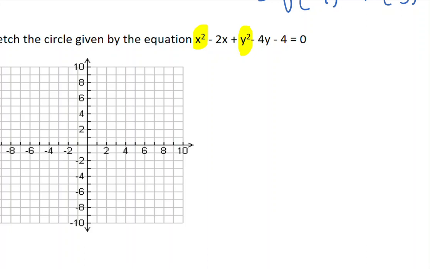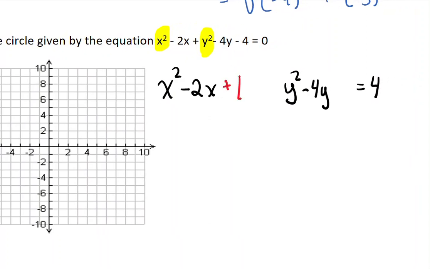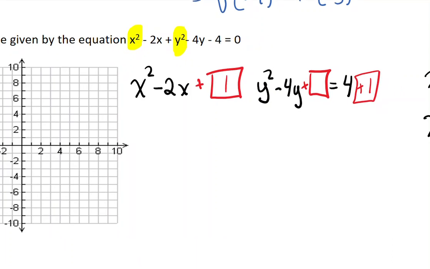But going back to how we kind of separate it, what I'm going to do is group the x's together, group the y's together, and push that constant over to the right-hand side. And I'm going to, quote, complete the square on each of these. So what goes into that first red box? 1. And if I do it to one side, I do it to the other. What goes in the second red box? 4. So I'm going to add it to the other side as well because I want to keep it balanced.